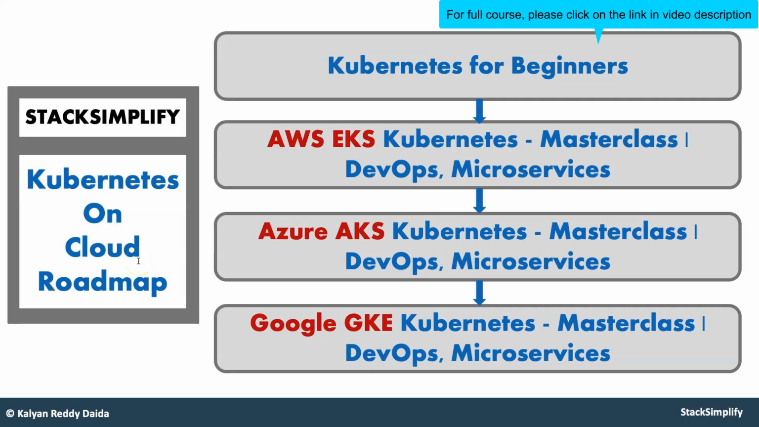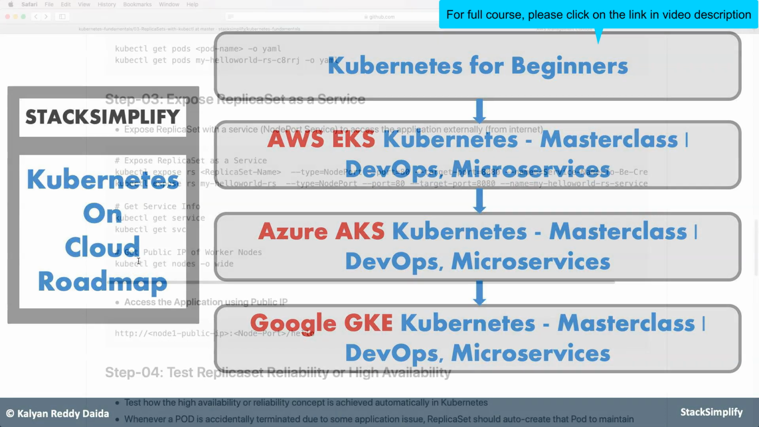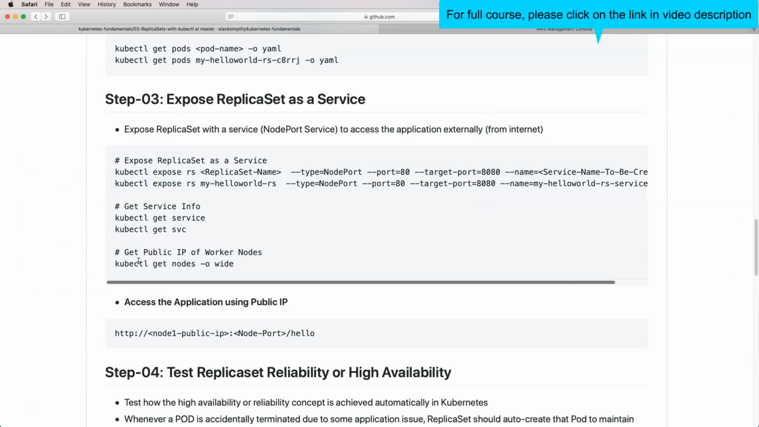Welcome back. In this lecture we are going to expose the replica set as a service, so that we will be able to access the application present in the replica set pods via browser. Let's go ahead and do that now. We are going to say kubectl expose rs, the replica set name, and the type is going to be NodePort, and the rest is going to be the same.